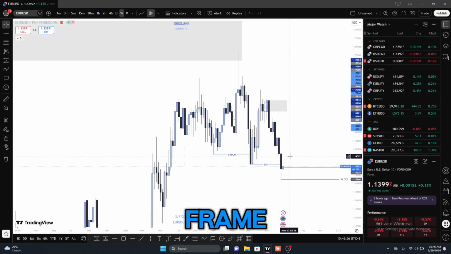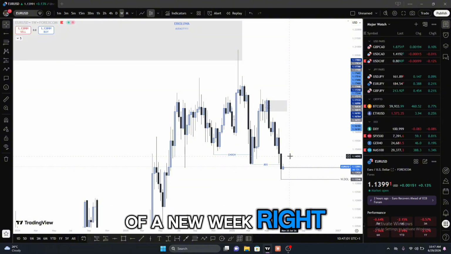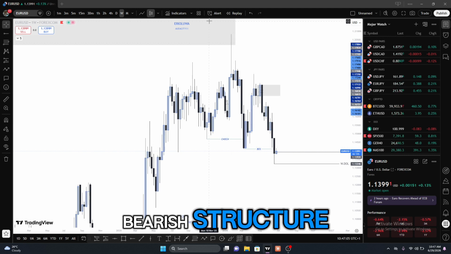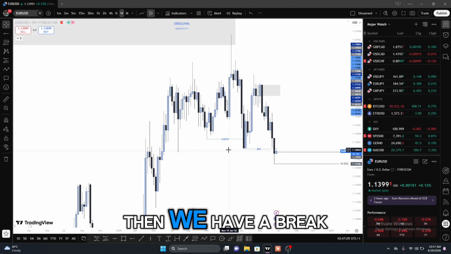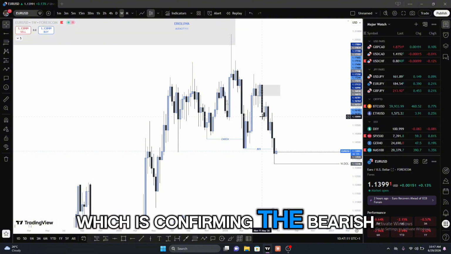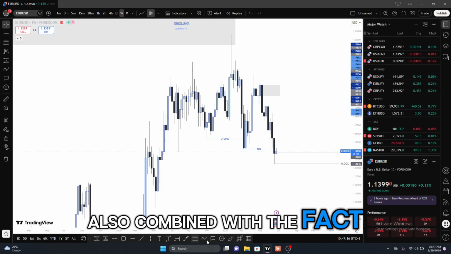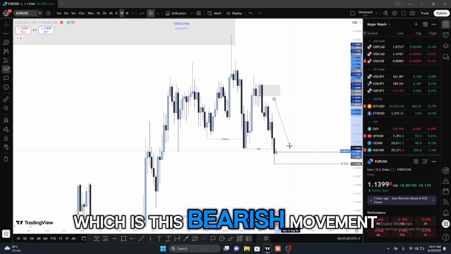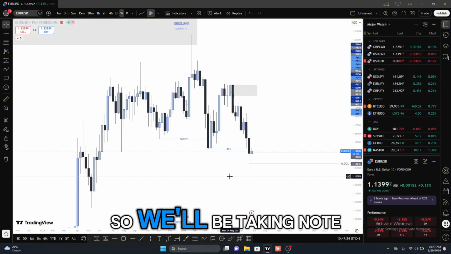From our weekly time frame, it's only normal to start from the weekly time frame since this is the beginning of a new week, right? On our weekly time frame, we have price forming a bearish structure, which is this. We have a change of character here, then a break of structure confirming the bearish structure, and we also have a failure swing. Also, the last leg of price movement is bearish, which is this bearish movement here. We'll be taking note of that.